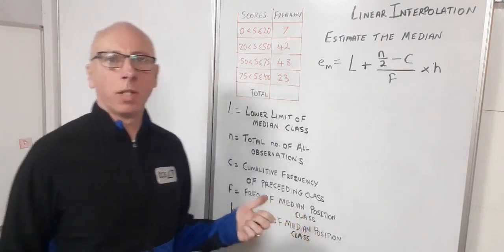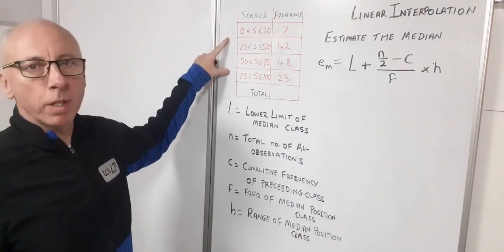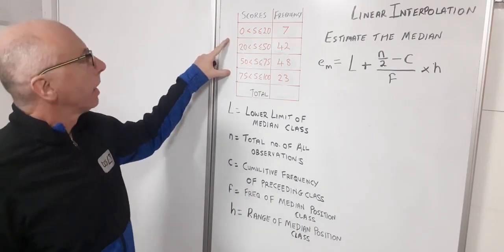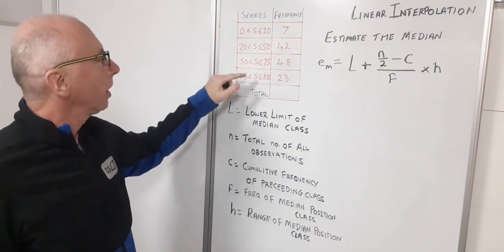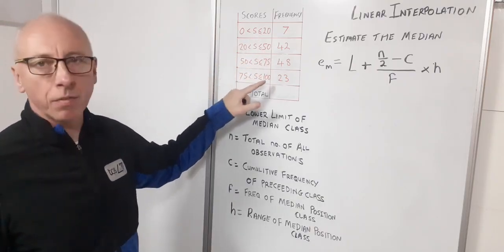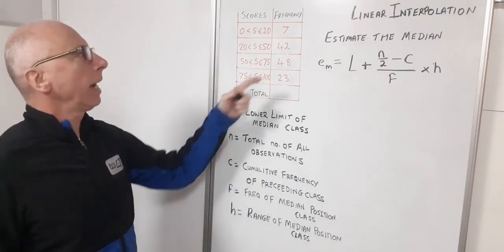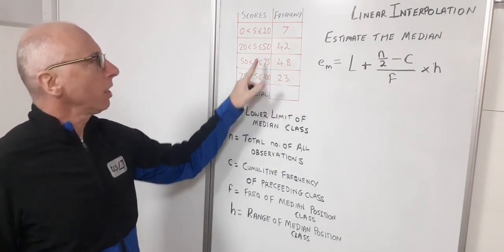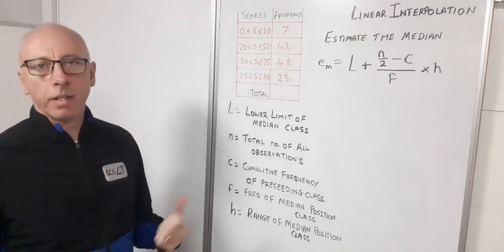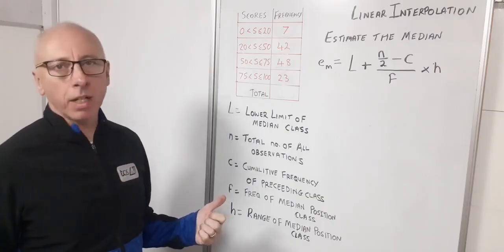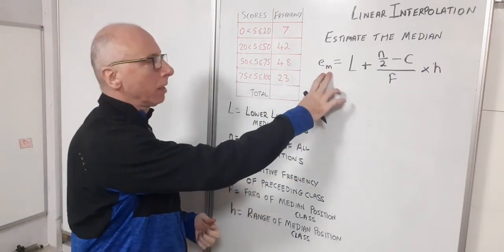So in this video we're going to use linear interpolation to estimate the median from a table with grouped frequencies. Now we've got a table of scores here from 0 to 20, 20 to 50, 50 to 75 and 75 to 100. These are the percentages of scores in an exam. And the frequencies involved in each one of these range of values is listed down here. Now the formula for linear interpolation to estimate the median, I've written here E subscript m for estimate the median.